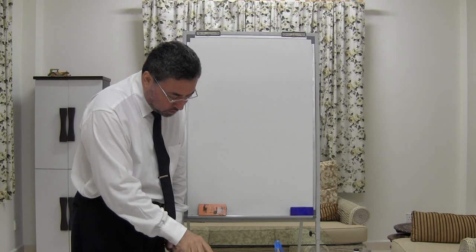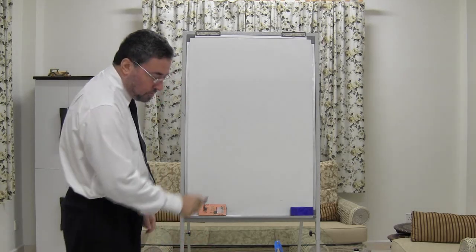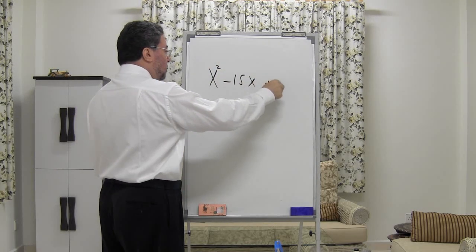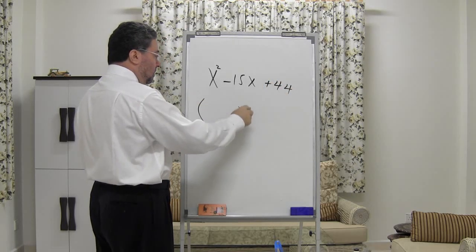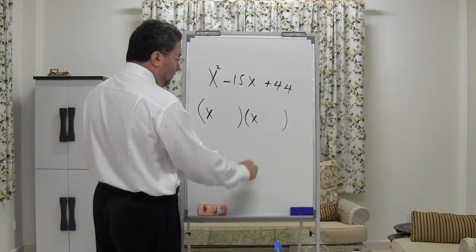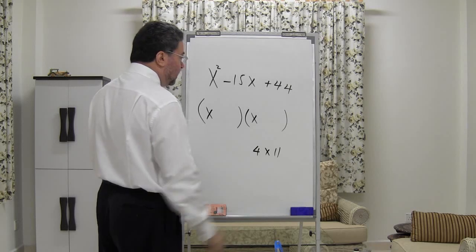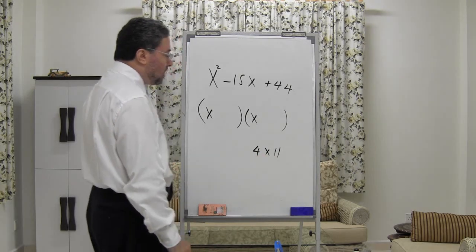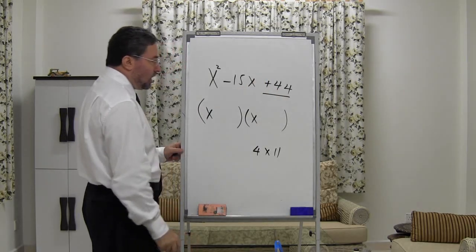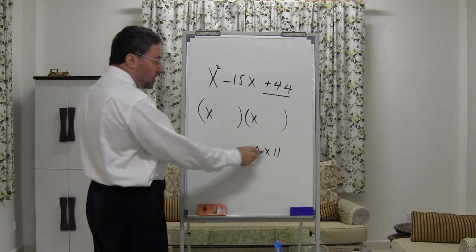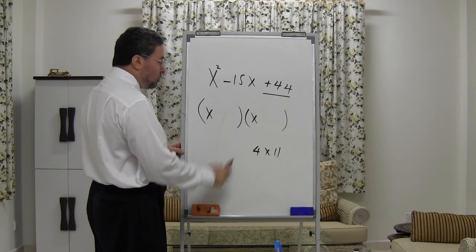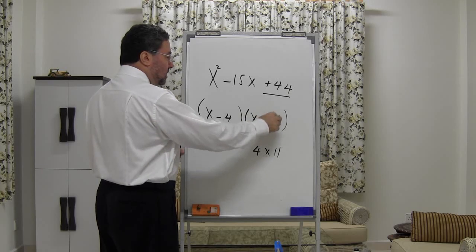Next is number 22, x squared minus 15x plus 44. Here, this can be easily factored into 4 times 11, and we can see that their sum is 15. This is a positive product. It has a plus sign, and this number now represents the sum of the two factors, and in this case it is a negative sum, so we put minus 4 and minus 11, and that would be the answer.